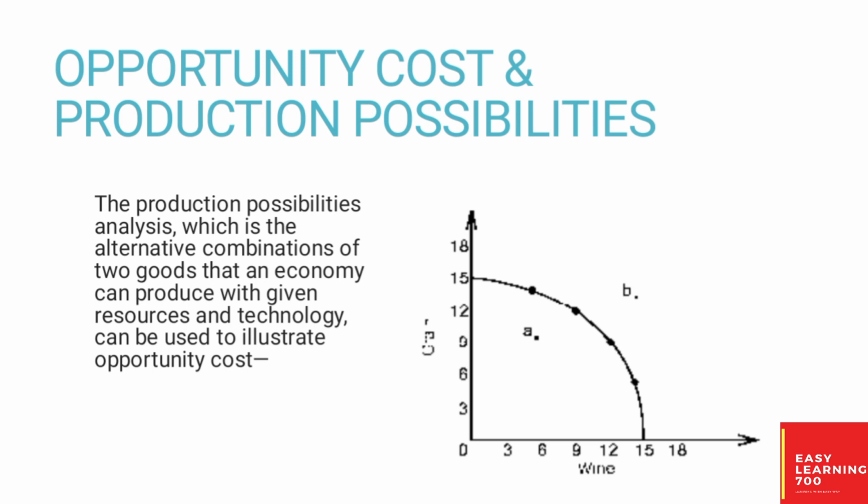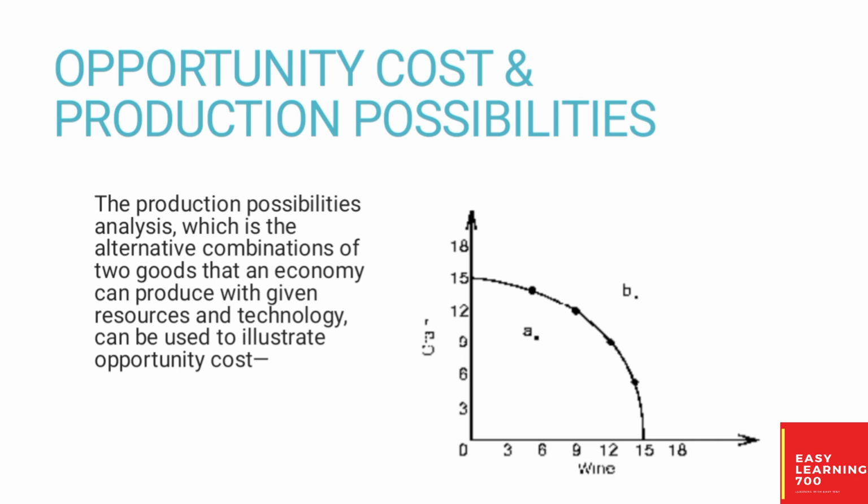If you look at point B, it is a point outside the PPF, which is unattainable given the current resources and technology available. The curve represents the maximum output level that can be produced with the existing resources and technology. Therefore point B, which is beyond the PPF curve, is not feasible in the short run, but it does not mean that it is impossible to achieve point B. Achieving point B is possible through economic growth.